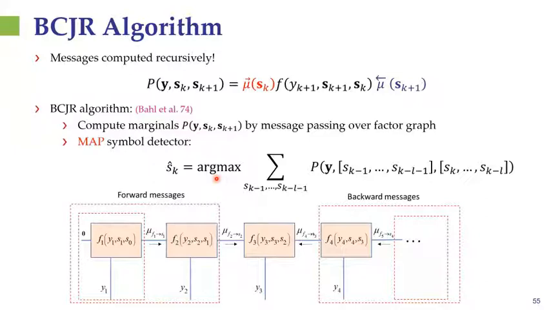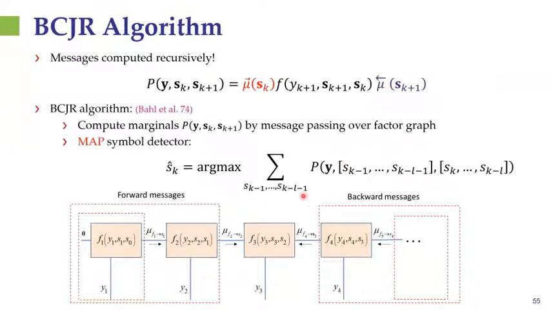So what this computation allows us to do is compute this marginal distribution in linear complexity due to its recursive manner. And then we can use this quantity to evaluate the maximum a posteriori probability symbol detector for each given symbol. Namely, we're implementing here the optimal symbol detector in the sense of minimal error rate. Okay, so this is the BCJR algorithm.